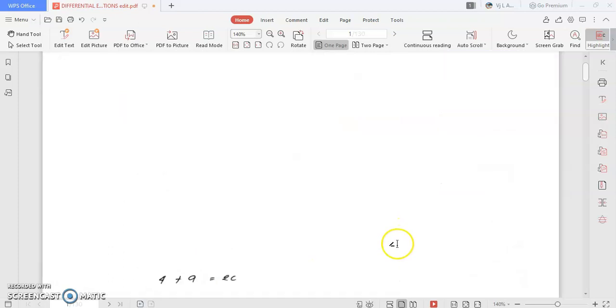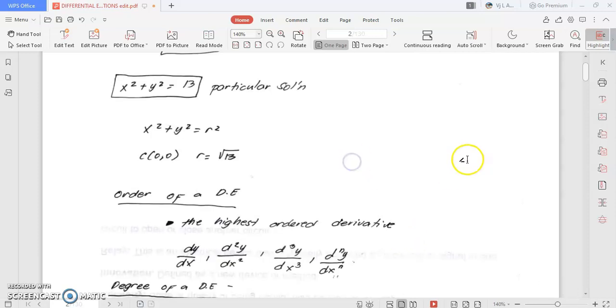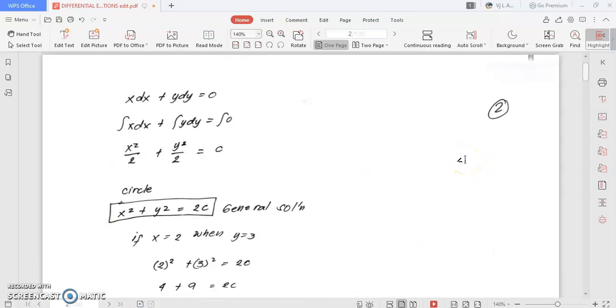Now, let's have an example down here. So we have this given equation, a differential equation. If you could see, this is already separated.